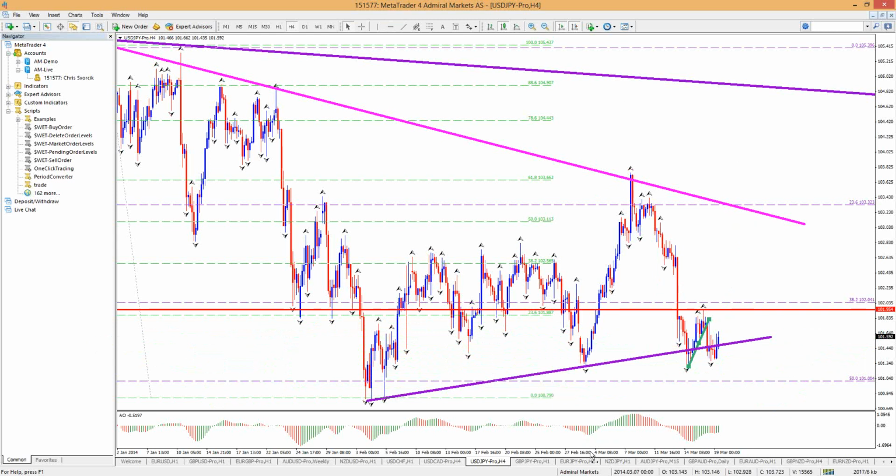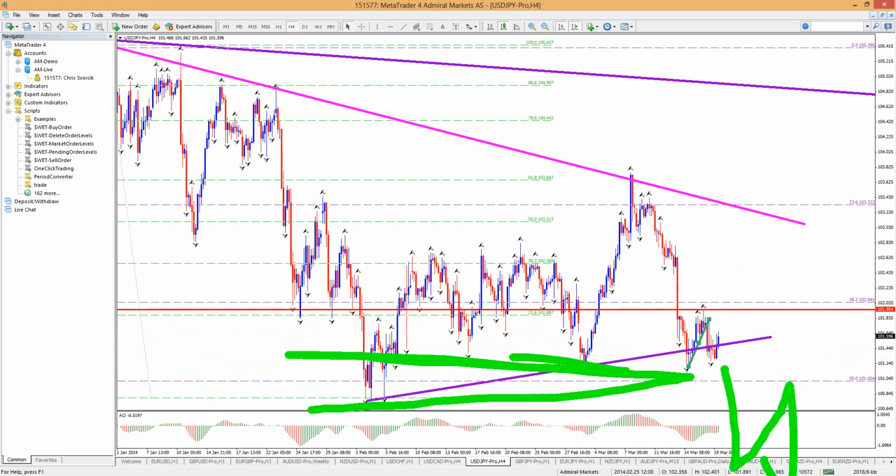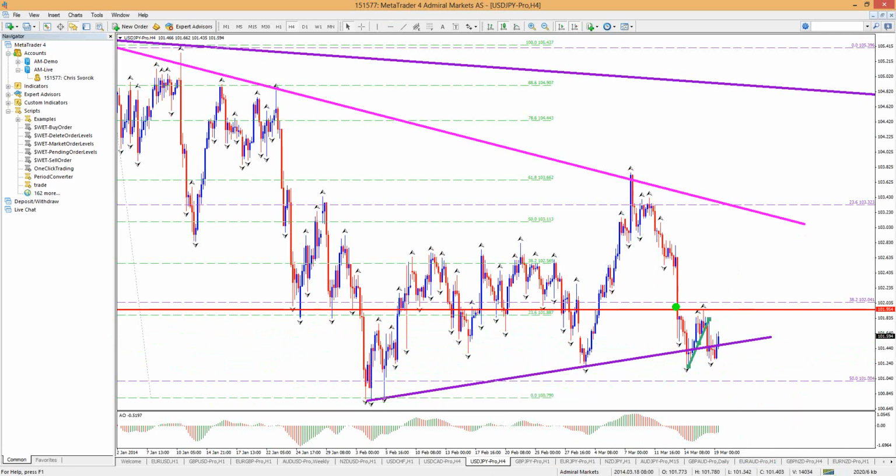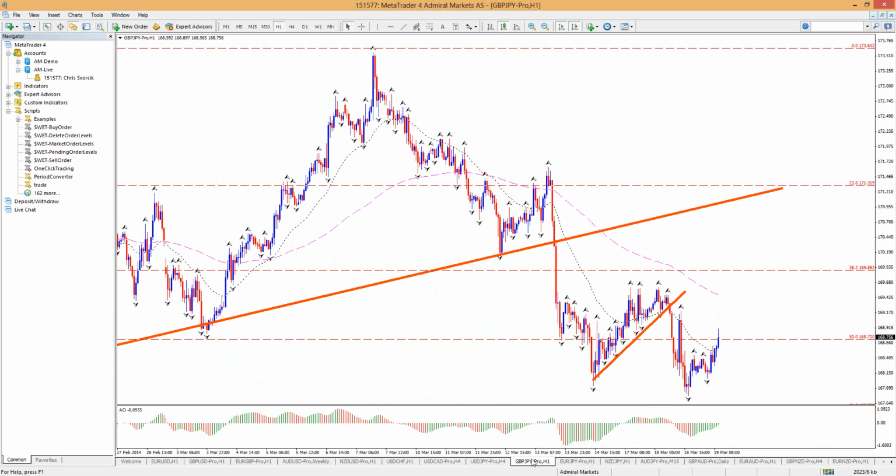Let's move on. Unless we really clearly break this support, hook back to it and fall to 100 or something like that, or if we break above here, hook back to it and move up to the Magenta. But these are big ifs because it's not trending and therefore not too interested in it.